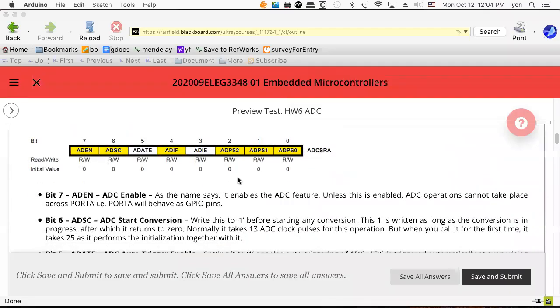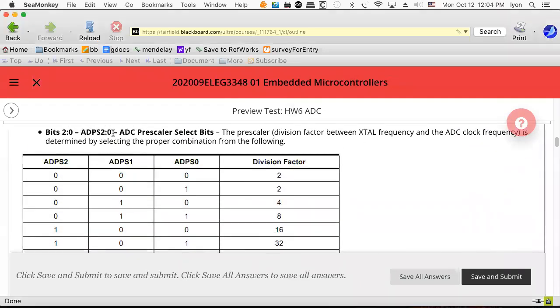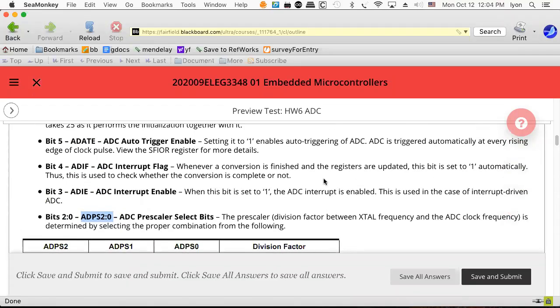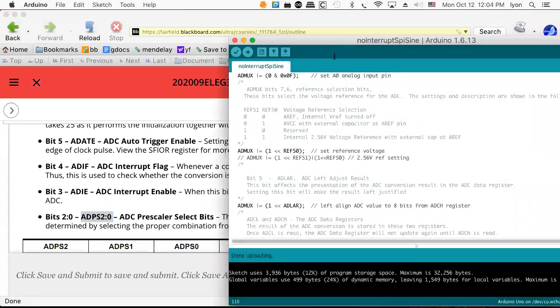And then comes this other thing, which I feel like is a lot of bit flipping. But here it says ADPS2 through 0 are the actual ADC inputs. So if you look down through here, ADPS2 through 0, you can see where these numbers give us our prescaler. So let's take a look at the prescaler again.